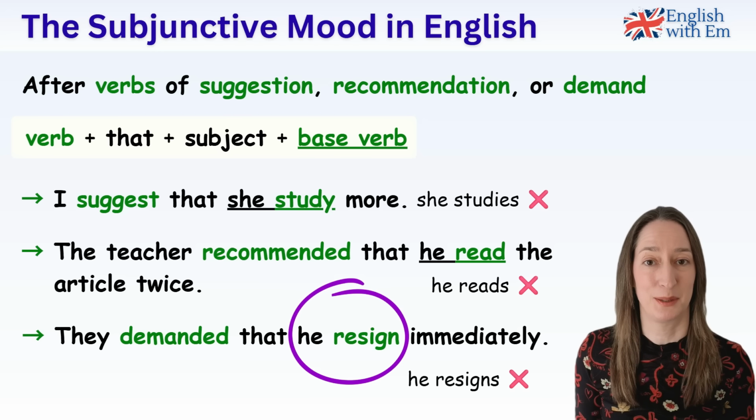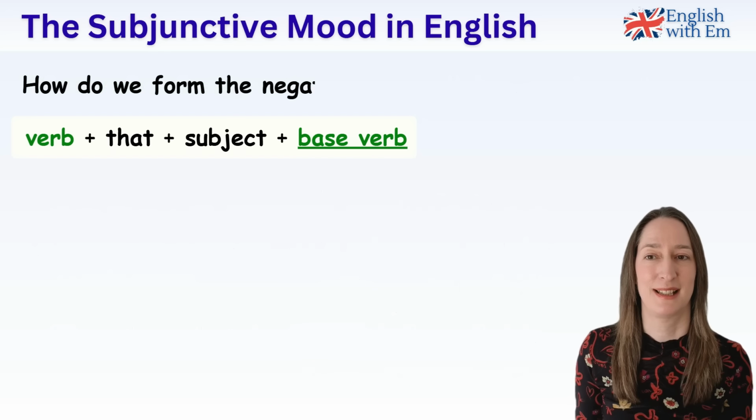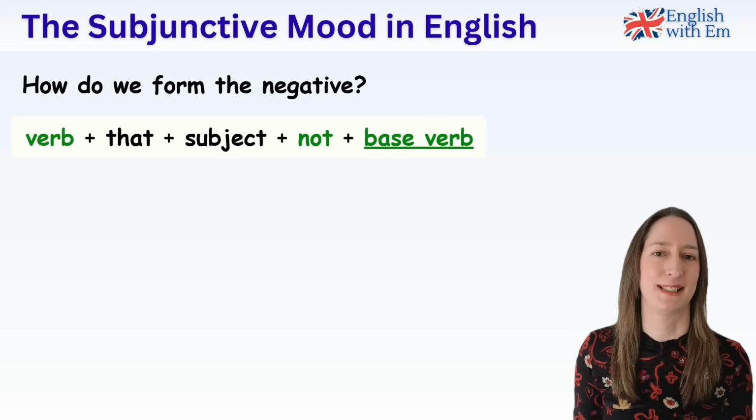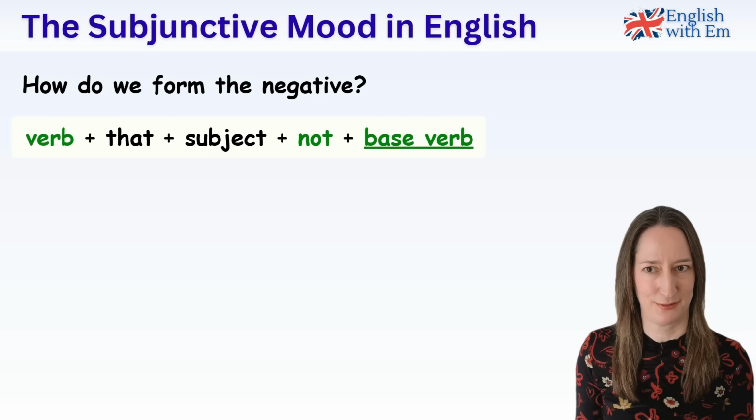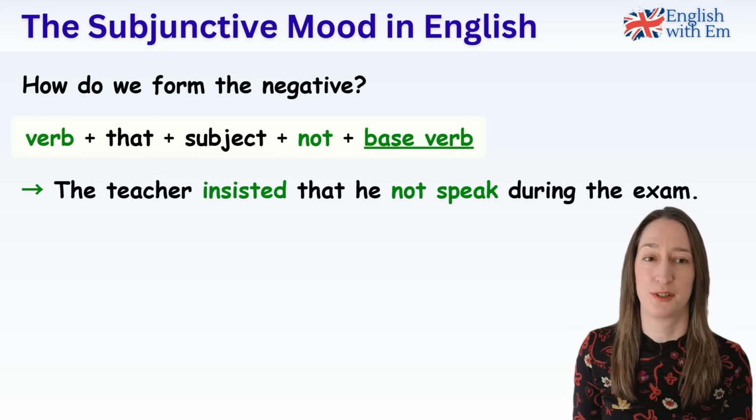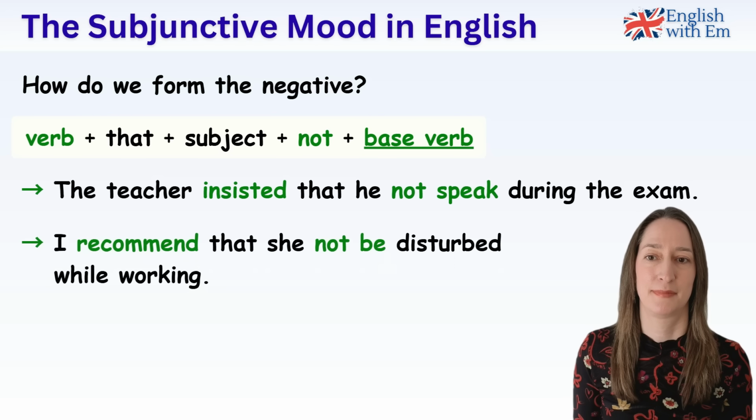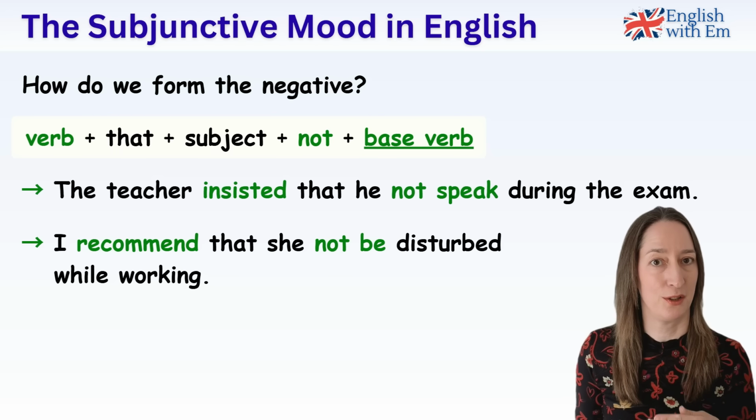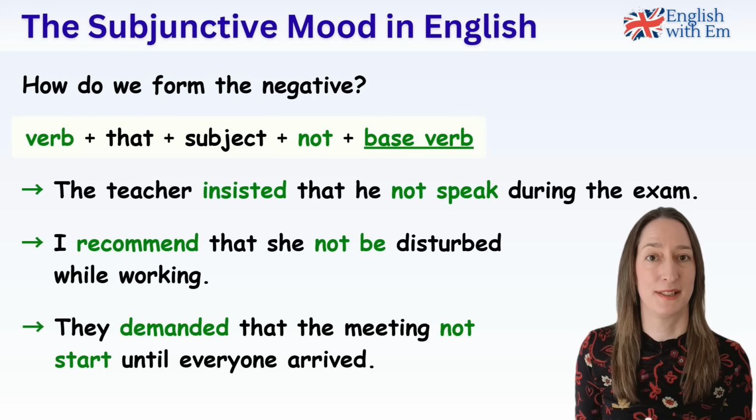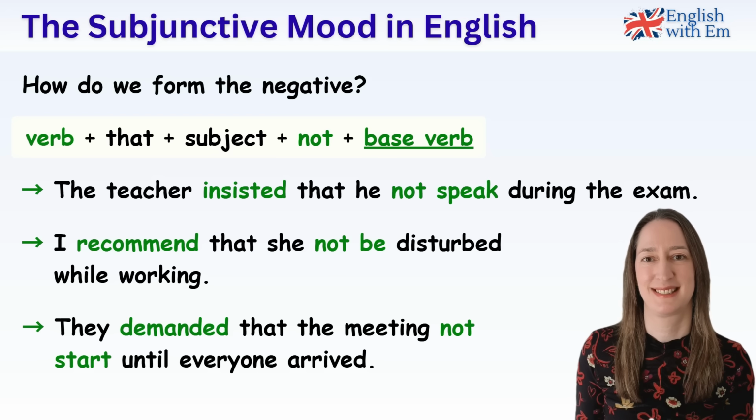Now, all of these examples are positive, but how do we form the negative? Well, all we do is add not before the base verb. The teacher insisted that he not speak during the exam. I recommend that she not be disturbed while working. They demanded that the meeting not start until everyone arrived.